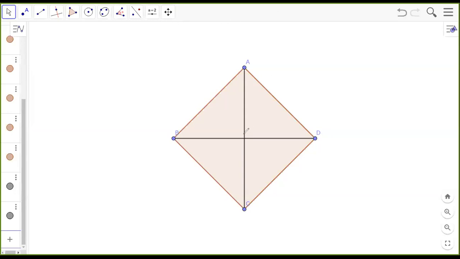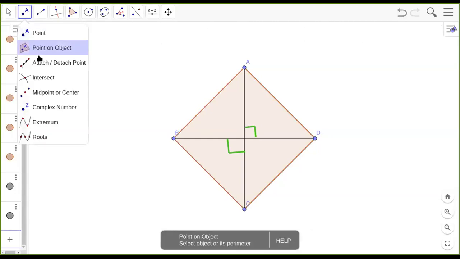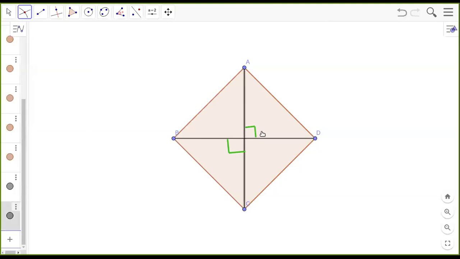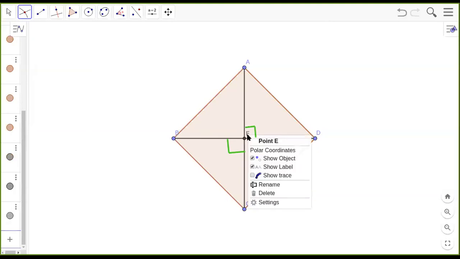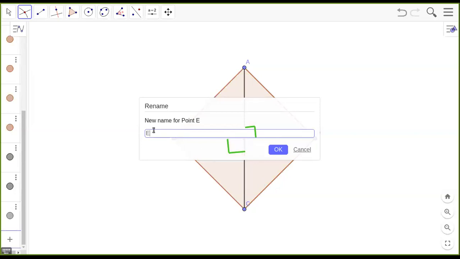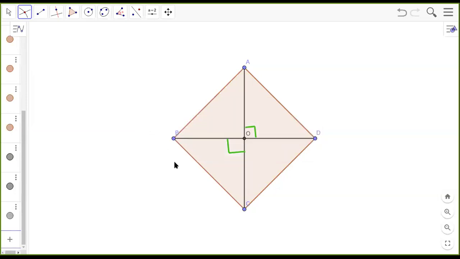So maybe I can call this a 90 degrees. And hence this is also a 90. So all these are 90 degrees. I have to give the point of intersection. Okay, I'll rename that as O because my problem says it is O. Okay, so this is what is happening.